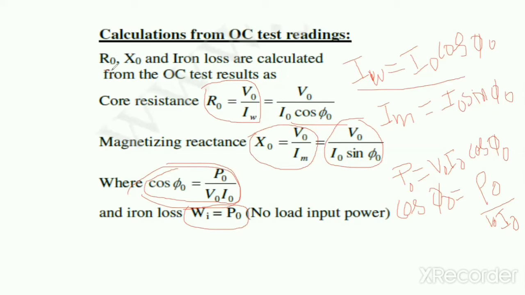From the OC test, we calculate the I naught, R naught. This is the R naught formula, and this is the X naught formula and iron losses. What is the iron losses? Wi. Wi is equal to P naught. What is the formula for P naught? P naught is equal to V naught I naught cos phi naught. Therefore, Wi is equal to P naught.